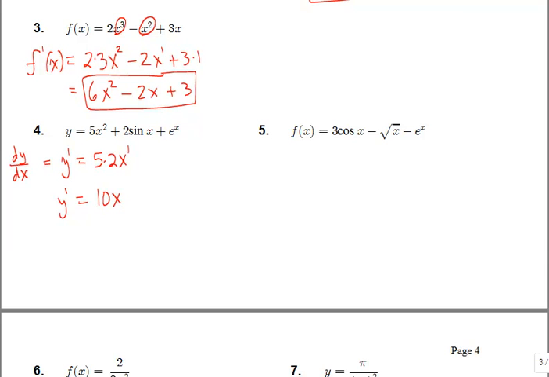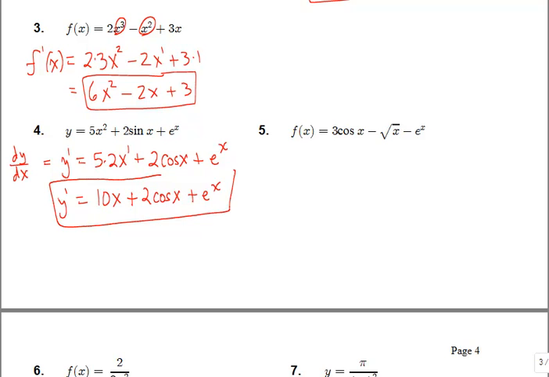Then we go to our 2 sine x. That 2 is a coefficient, so it's going to stay there. And the derivative of sine of x, remember, is just cosine of x. So that middle term will just be 2 cosine x. And finally on the end, we have an e to the x. So the derivative of e to the x is e to the x right back again. So our derivative function overall is 10x plus 2 cosine x plus e to the x.